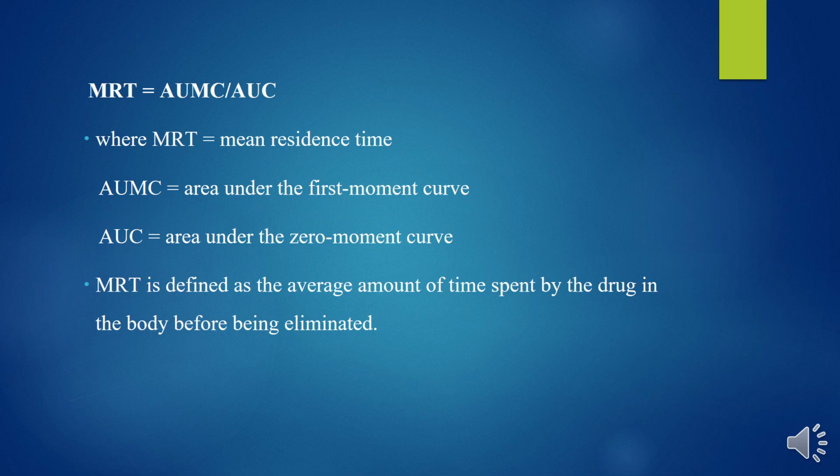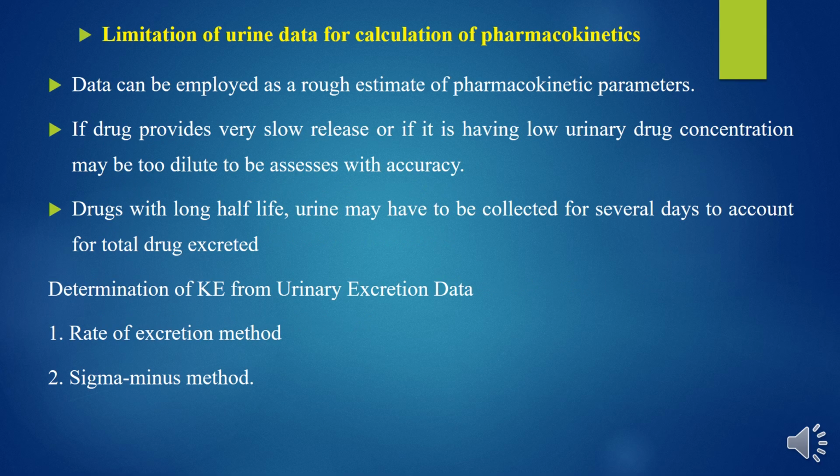So mean residence time is the ratio of AUMC divided by AUC, which will provide you the MRT, that is the mean residence time, where AUMC is the area under the first moment curve and AUC is the area under the zero moment curve. So we can define this MRT as the average amount of time spent by the drug in the body before being eliminated.